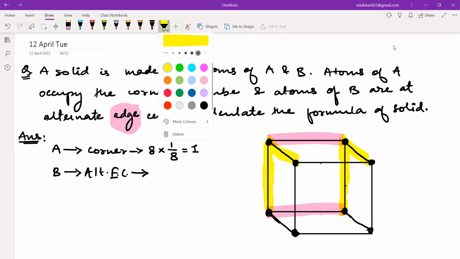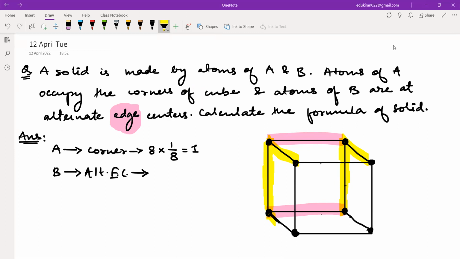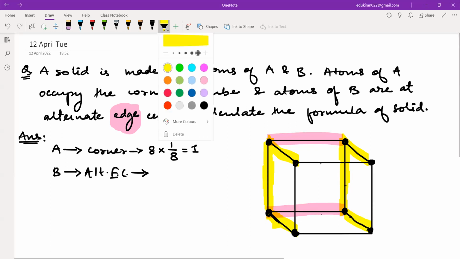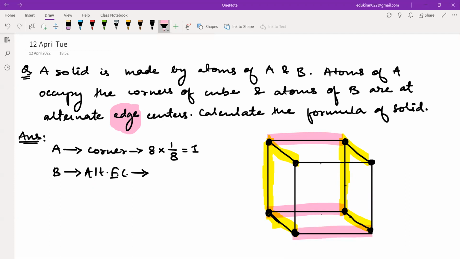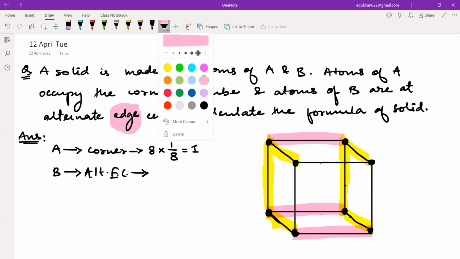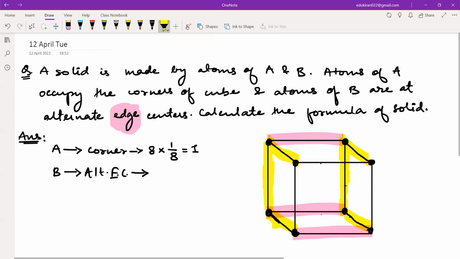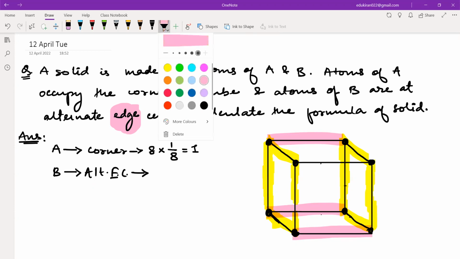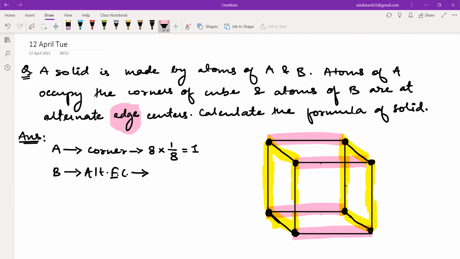Now I have to choose. I have to see which of the edges this pink line is covering. So this pink line I cannot put here, I cannot put here, and it is not touching any more edges. So I can put it here. Now I have to see which are the edges touched by this edge. So this edge is there. I cannot put atoms in this edge. I cannot put atoms in this edge. So there is only one edge left, that is this top edge.